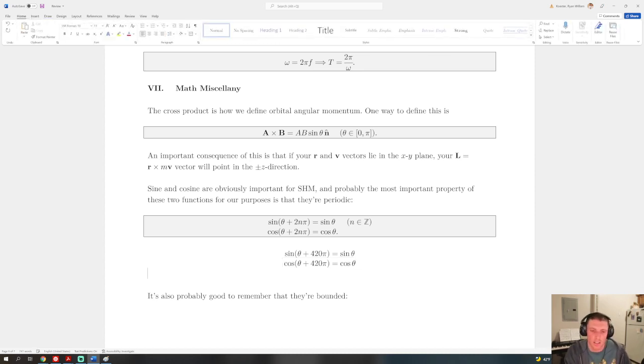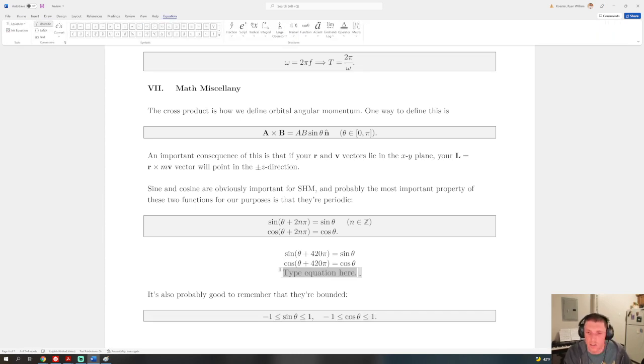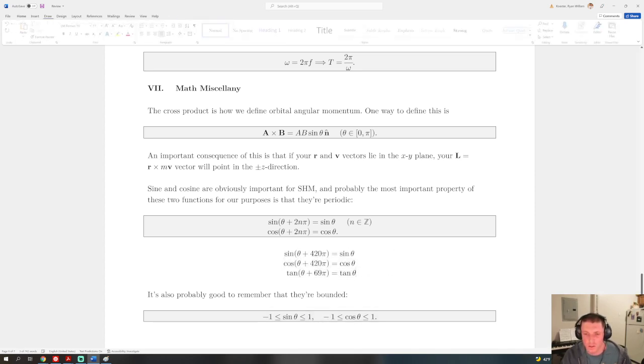Incidentally, we could also write, this isn't going to be important, but I feel like I should say this, the tangent of theta plus 69 pi is tangent of theta, okay? Just trying to put this in a way that I think will make it memorable for you. So this is all mathematically true, okay?